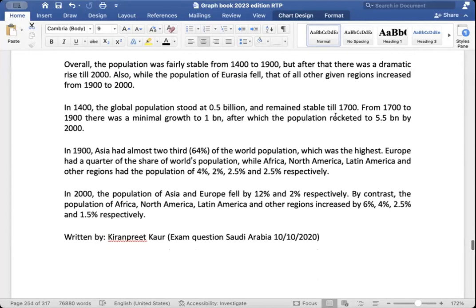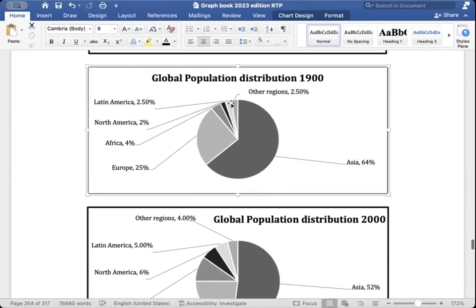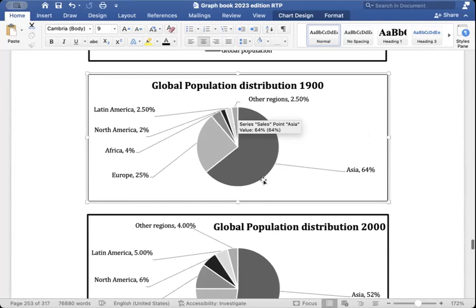The second line is, while the population of Eurasia fell, that of all other given regions increased from 1900 to 2000. Now you will find that there is nothing like Eurasia here. Is there anything like Eurasia in this? I have written the population of Eurasia fell, but that of all others increased. Europe and Asia, we call it Eurasia.